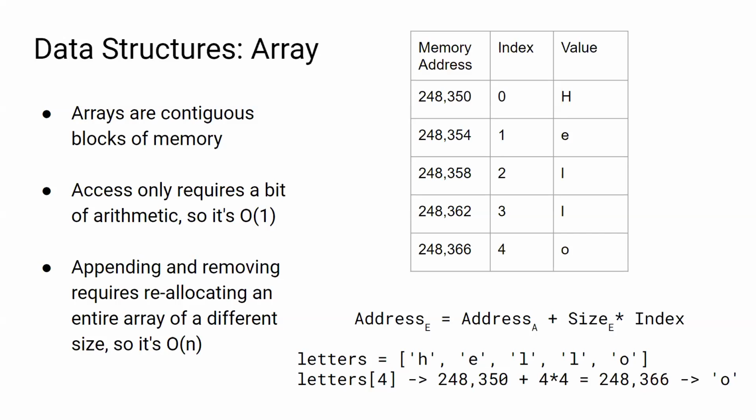But arrays come with a downside: appending and removing requires reallocating the entire array. Because you can't always be sure that if you allocate a huge block of memory, the memory after or before it is empty. So if you want to add something to the end, insert something into the middle, or delete something from the middle, you basically have to reallocate the entire array.